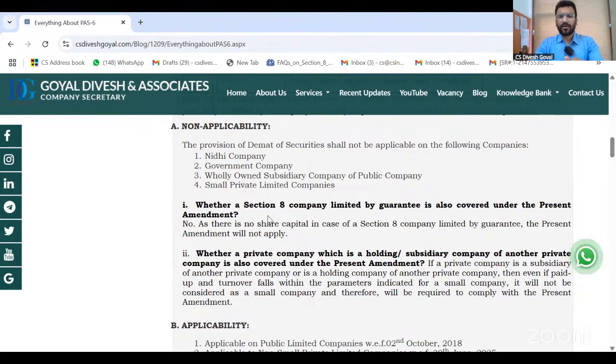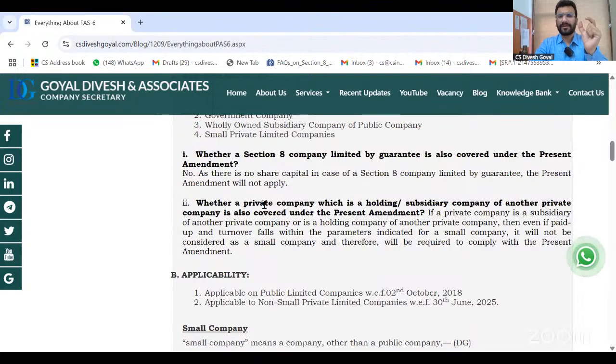Many persons ask me a question, there is a small private company which is a holding or subsidiary of another private company which is also small. Whether the provision of the Demat is applicable on them. So see, let me describe this as per the definition of the small company. If your company has any holding or subsidiary, you will not be considered as a small company. So it doesn't matter what is your capital, doesn't matter what is your turnover. But if you are a holding or subsidiary of any company, you will be considered as a non-small company and the provision of Demat shall be applicable on you.